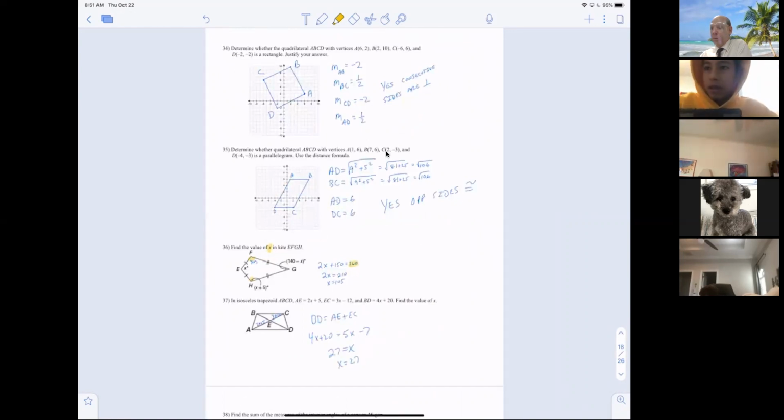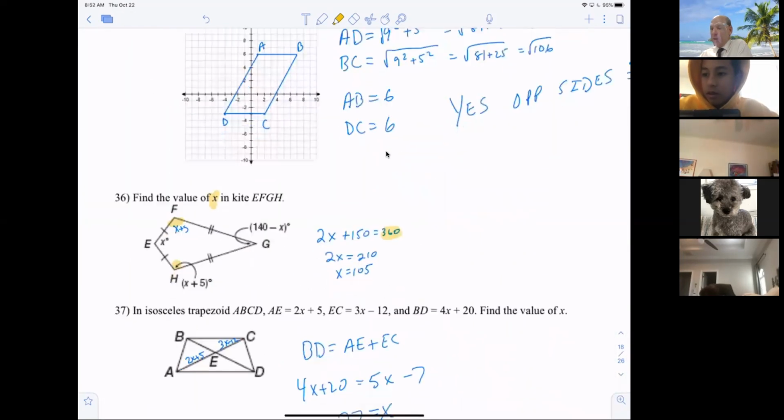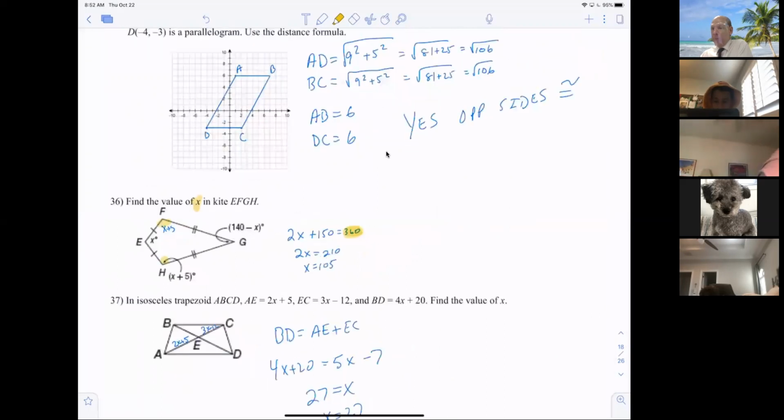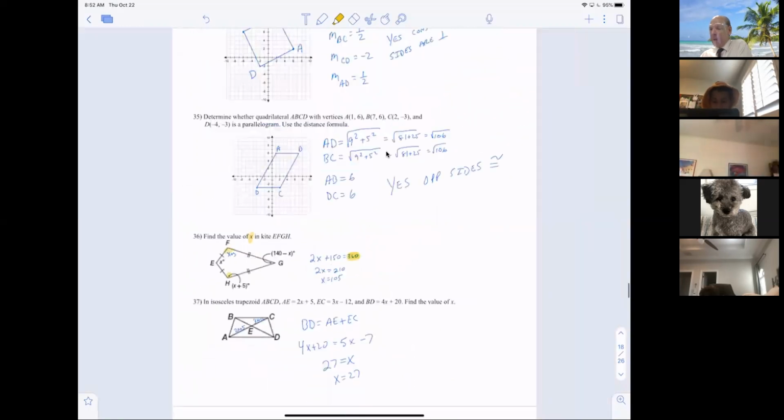Let's look at 36. The angles add up to 360, right? It's a quadrilateral, therefore they add up to 360. Zayden, right? You happy with that now? All right. Flip the page.